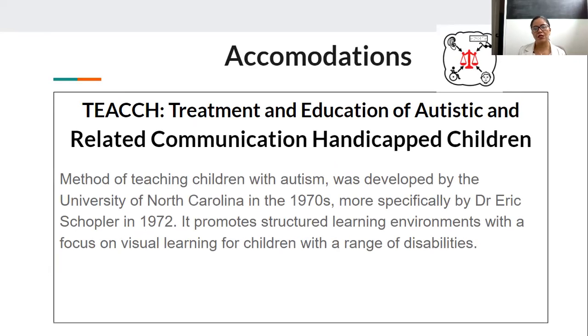So the method was actually created by Dr. Eric Schopler in 1972. He is a professor from University of North Carolina, and they started the method in order to help students with autism. But later on, they realized that it was very useful to work with students who have related communication problems because it promotes structured learning environments with a focus on visual learning. And this actually helps children or students with a range of disabilities.